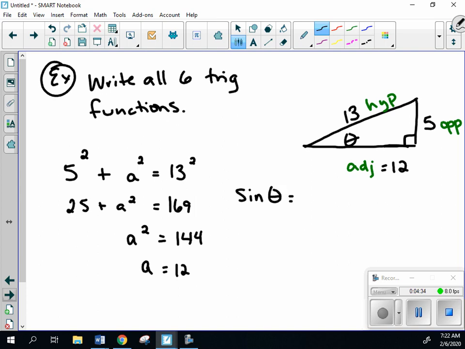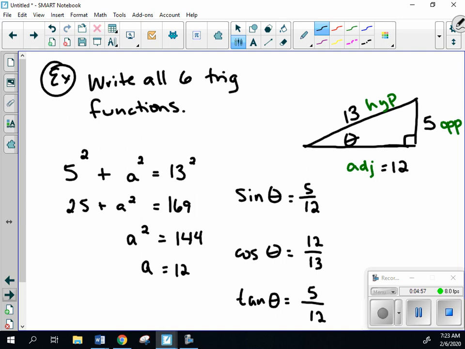Sine of theta. Sine, remember, is opposite over hypotenuse. So I have 5 over 13. Cosine of theta. That's adjacent over hypotenuse. So 12 over 13. Tangent theta is opposite over adjacent. So I've got 5 over 12.